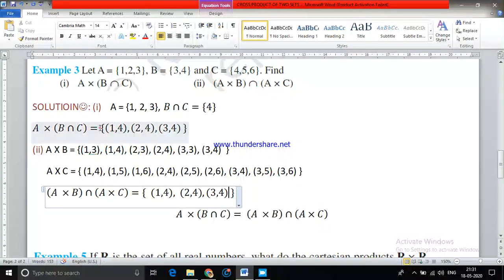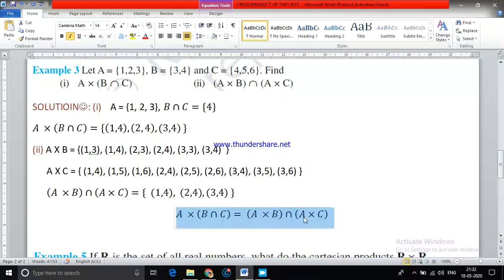Now you observe these elements (1, 4), (2, 4), (3, 4), and you observe these elements also (1, 4), (2, 4), (3, 4). So the elements are same. Hence I can say A cross (B intersection C) is equal to (A cross B) intersection (A cross C). So this is one of the properties which we have.